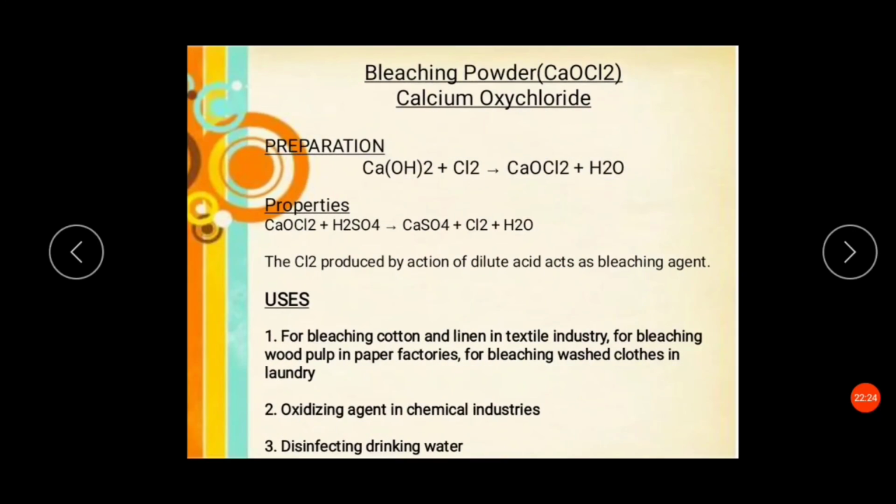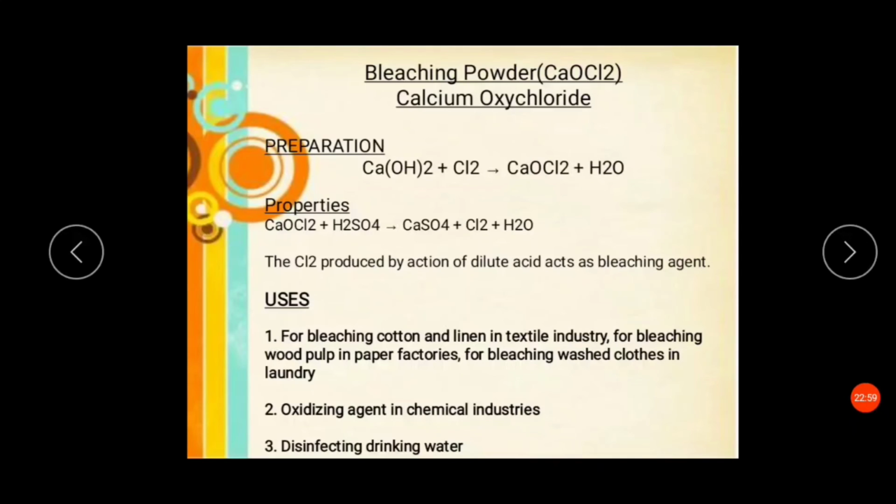Moving further, we have bleaching powder. Bleaching powder has a chemical formula CaOCl2 and its chemical name is calcium oxychloride. How is it prepared? It is prepared by combination of calcium hydroxide with chlorine. So when chlorine gas is passed through a solution of calcium hydroxide, bleaching powder is produced. CaOCl2 is produced along with water.